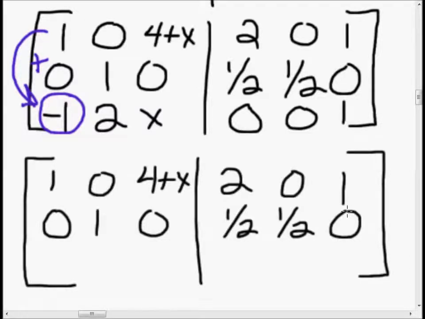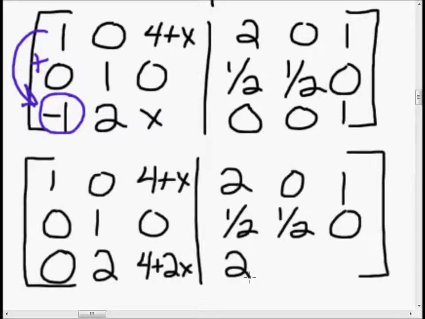And so 1 plus -1, well, that's 0. 0 plus 2, well, that's 2. 4 plus x, well, that's 4 plus 2x, right? 2 plus 0, well, that's 2. 0 plus 0, well, that's 0. 1 plus 1, well, that's 2.